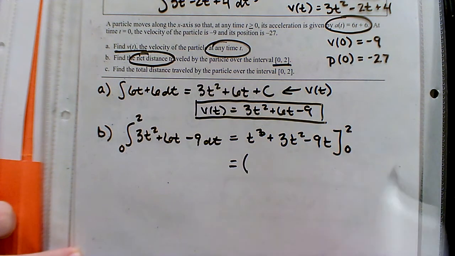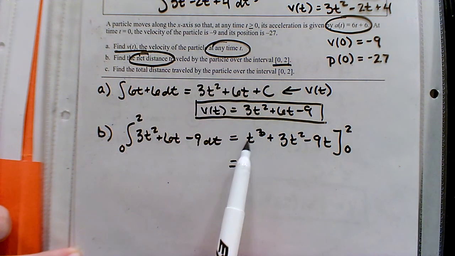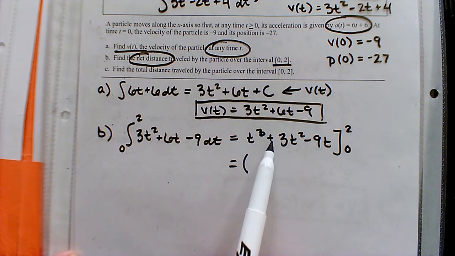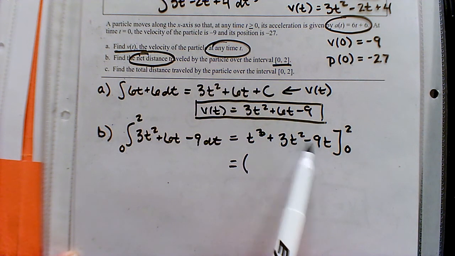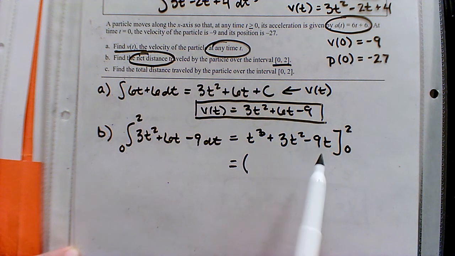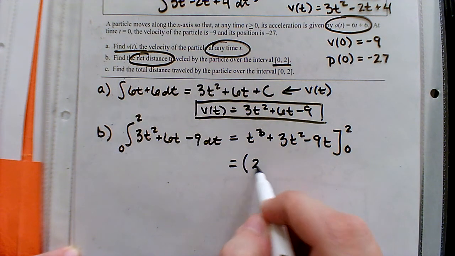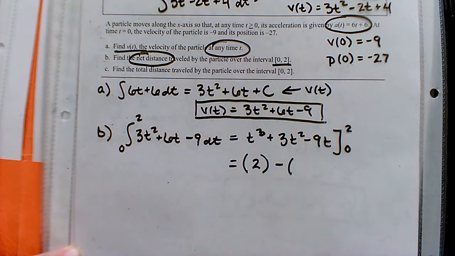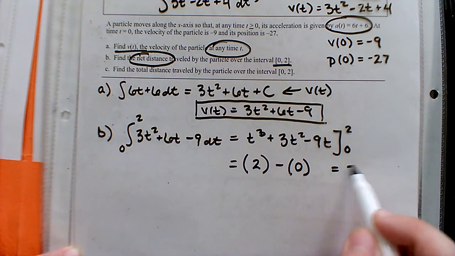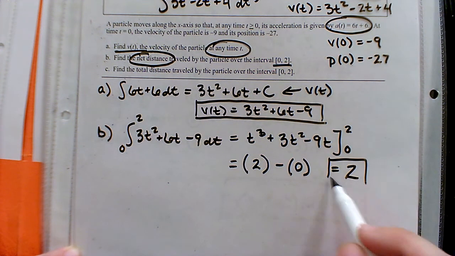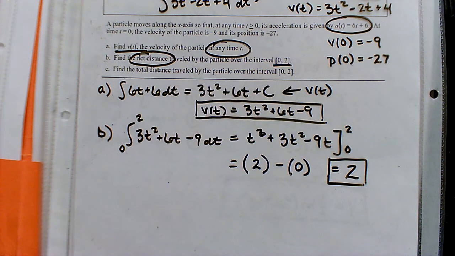Let's see, if we plug in 2, we'll have 8 plus 12 minus 18. So 20 minus 18 is just 2. And if we plug in 0 for all the t's, we'll just get 0. So it looks like our displacement is 2. We're 2 units away from where we started.